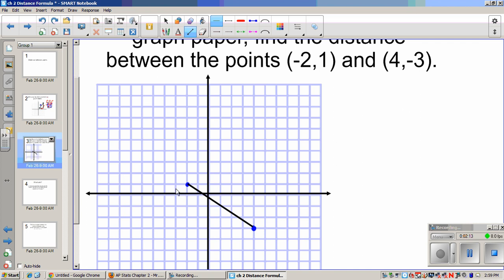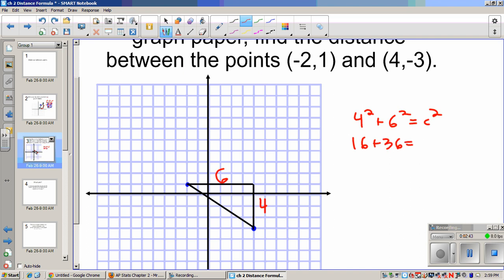All right, hopefully you're done. What we'll do is we'll look at the horizontal and the vertical. Horizontally, I move to the right 1, 2, 3, 4, 5, 6. And then I move down 1, 2, 3, 4. So if I want to find this length between my 2 points, I'll take 4 squared plus 6 squared is equal to c squared, which is 16 plus 36, which is 52.